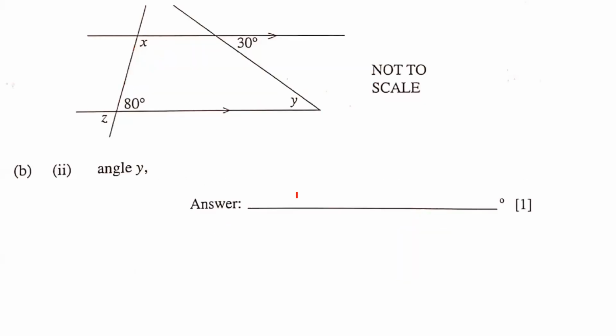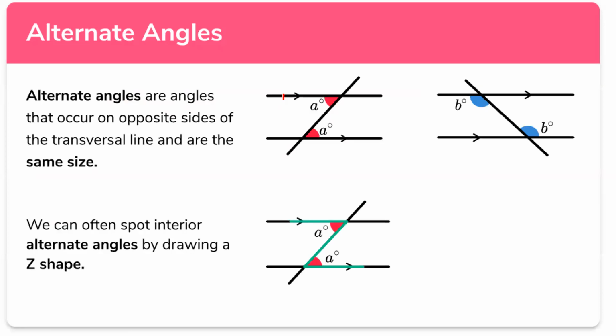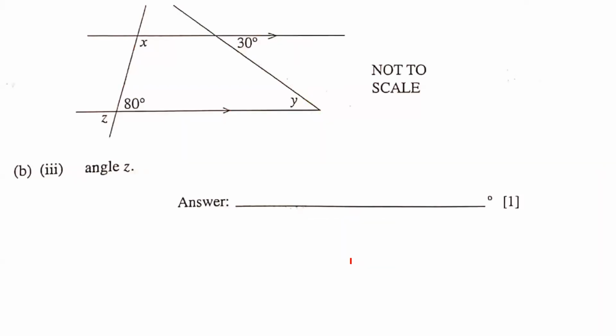Now, angle Y. How are we going to get angle Y? Well, the first one was a C shape. This one is actually a Z shape, because if you look at it, this forms a Z shape. And so those are alternate interior angles, and alternate interior angles are equal. So if this is 30 degrees, this is also 30 degrees. And so Y is equal to 30 degrees. Like we said, we get them by drawing a Z shape, and they are the same size. As you can see, those two angles here, A and A, are equal. And so the previous question is definitely right with Y being equal to 30.